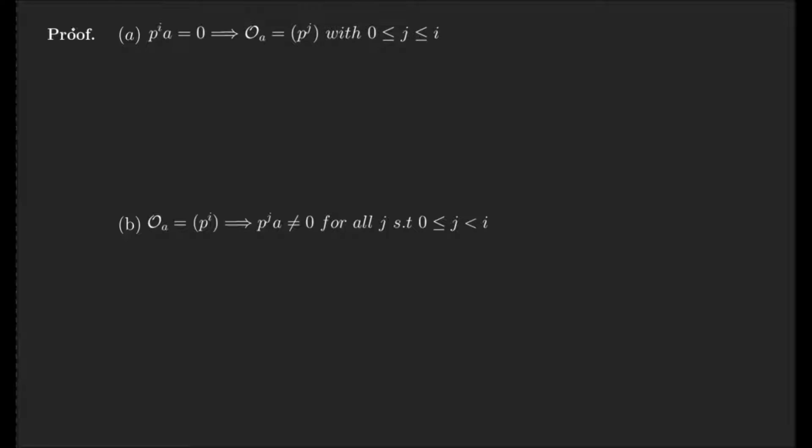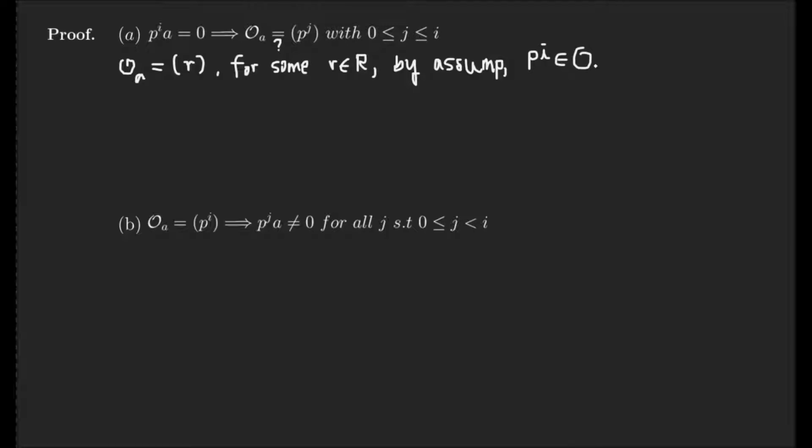Let's see the proof. The first: I want to say OA is expressed in this form. Check this form. Importantly, because OA is an ideal and R is a principal ideal domain, OA is absolutely expressed by some element in R. And by assumption, P^I A is equal to 0. This means P^I is contained in OA, by the definition of OA.